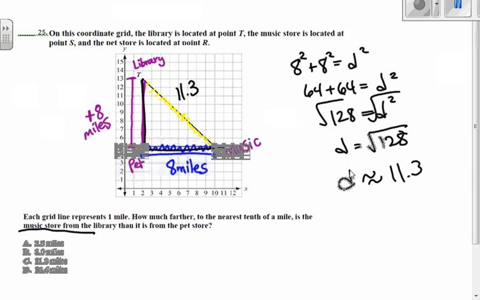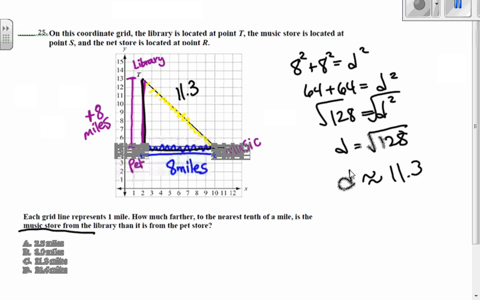No, so let me say that again. How much farther is the music store to the library than the music store is to the pet store? So it doesn't matter anyway because they're both 8. But 11.3 minus 8.0, no, they're looking to see. You can see 11.3 is in the answers.